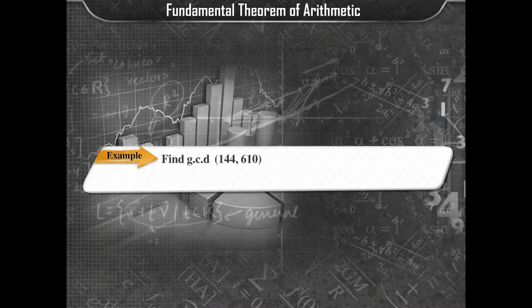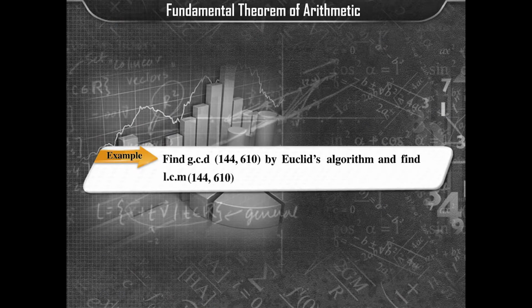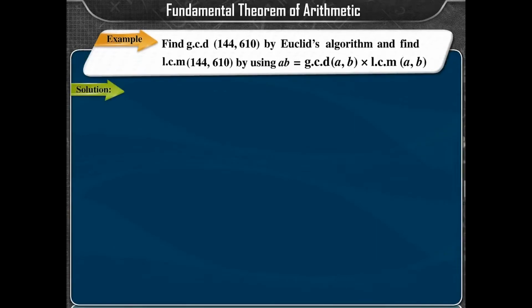Example: find GCD of 144, 610 by Euclid's algorithm and find LCM of 144, 610 by using AB is equal to GCD of AB into LCM of AB. Solution: here A is equal to 610 and B is equal to 144. Now, we should find GCD of 610 and 144 by Euclid's algorithm.